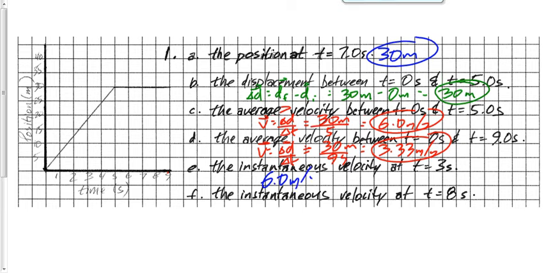Oh, and this is the one that gives people trouble all the time. What's the instantaneous velocity at 8 seconds? Is it 3.33? No. What is it? 0. It stopped, right? Again, that's using our head, right? Thinking about things rather than memorizing things. 0 meters per second because it stopped.